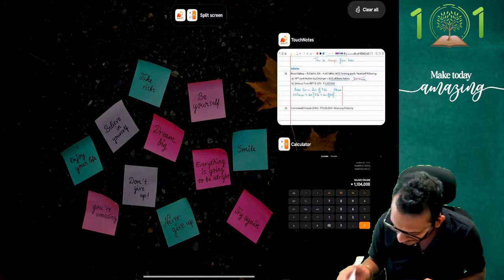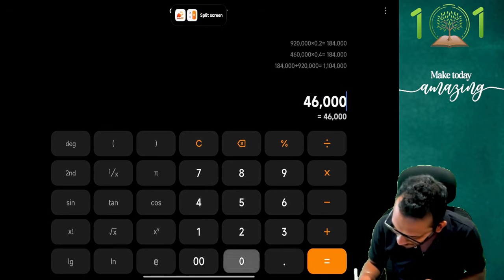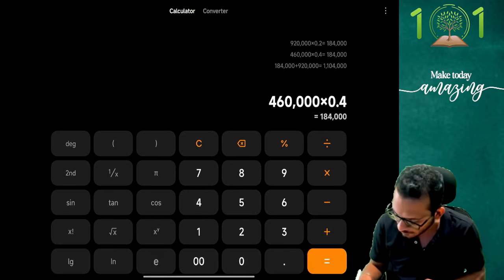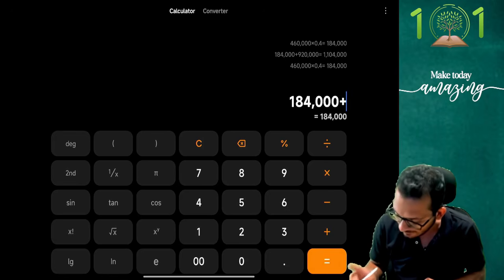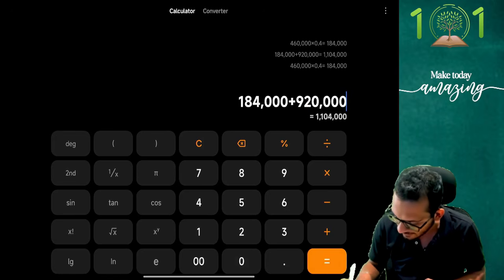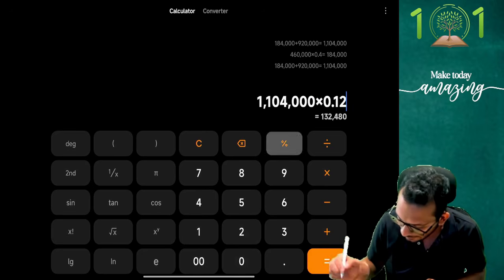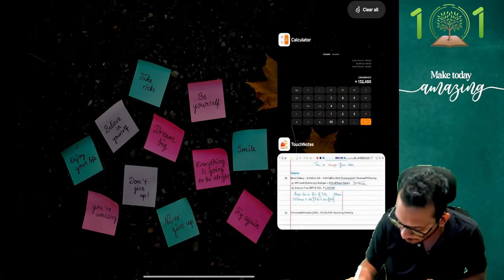I think I've done this right. Let me check once again. What is going to happen? I'm going to say 4,60,000 multiplied by 40%. The answer comes to 1,84,000. To that 1,84,000, I will add the 9,20,000 which I have. The answer is 11,04,000. On this 11,04,000, I am exempt for 12%. The answer is 1,32,480.